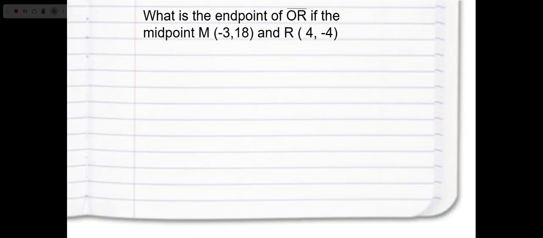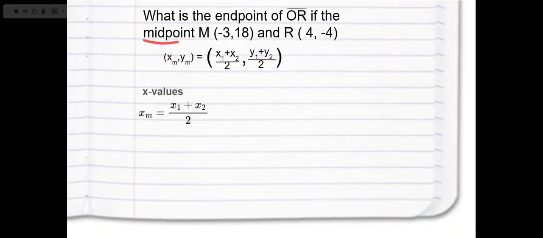Okay, let's do one more question on midpoint. What is the endpoint of OR if the midpoint M is (-3, 1/8) and R is (4, -4)? Okay, so I see midpoint, write down the midpoint formula, but this one's a little bit different because they're giving you the midpoint, not both endpoints. So whenever I have a problem like this, I like to focus on the x values and then focus on the y values. So remember, the x value midpoint formula is xm equals (x1 plus x2) over 2.